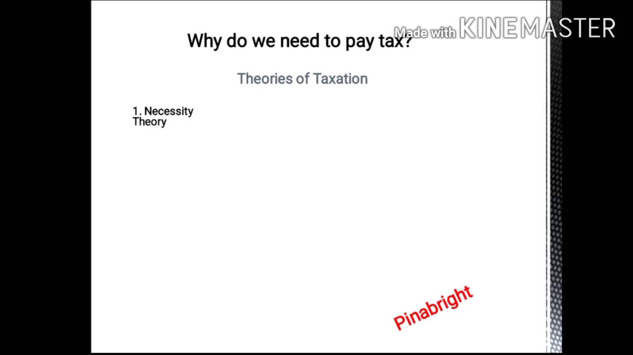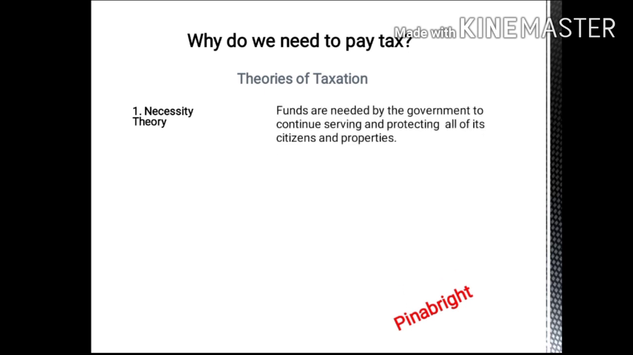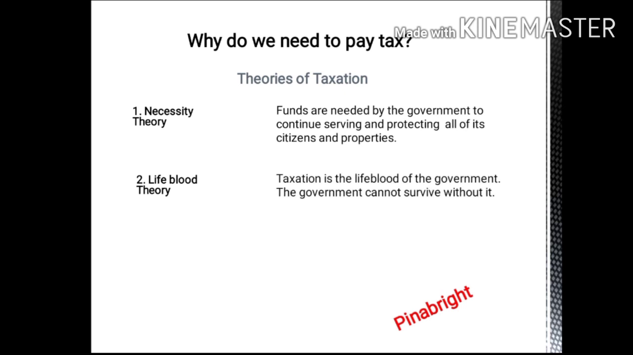The first one is necessity theory, which states that funds are needed by the government to continue serving and protecting all of its citizens and properties. The second theory states that taxation is the lifeblood of the government. So, people cannot live without blood. Also, the government cannot survive without it. And that is what we call the lifeblood theory.